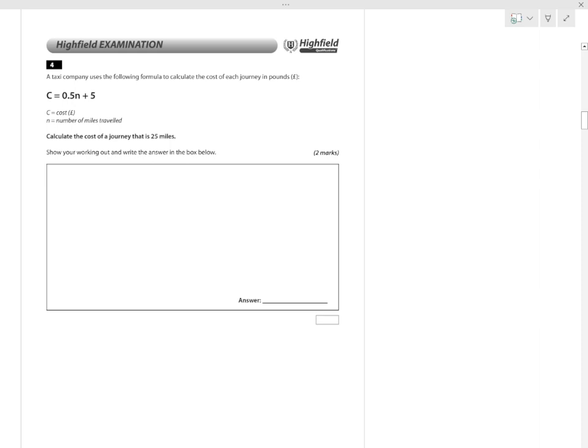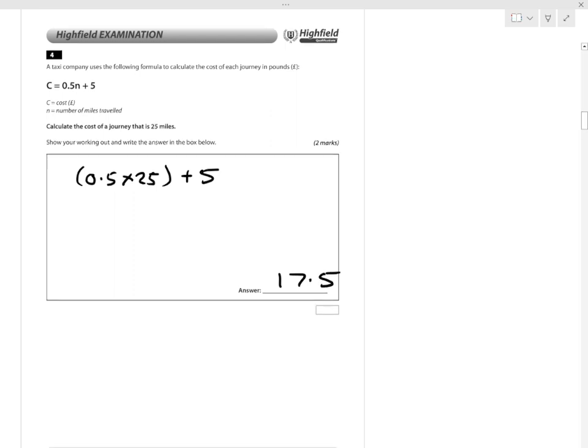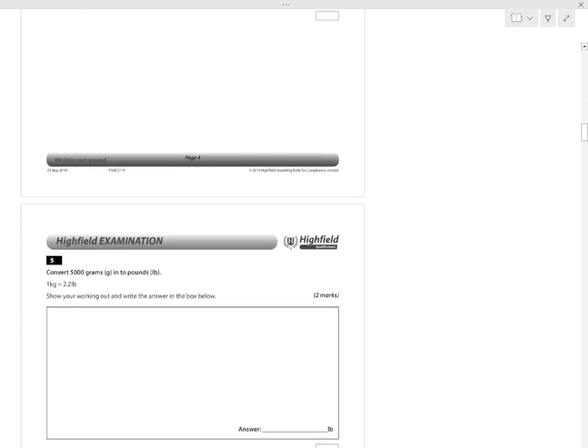Taxi company uses following formula to calculate the cost of a journey. C is the cost, N is the number of miles. Right, calculate the cost of a journey of 25 miles. So 0.5 times 25, and then we add 5 onto the end. So 17.5. Half of 25 is 12.5, plus the 5 is 17.5.